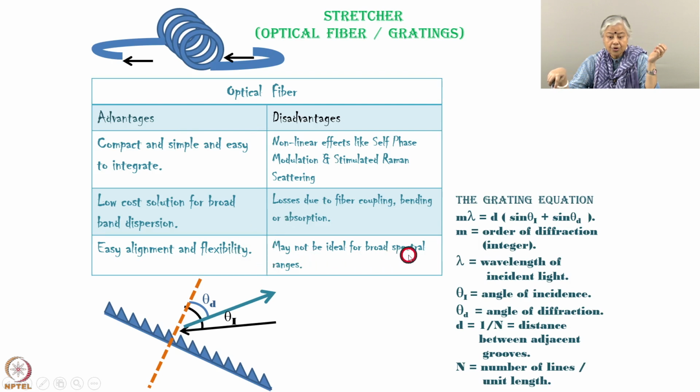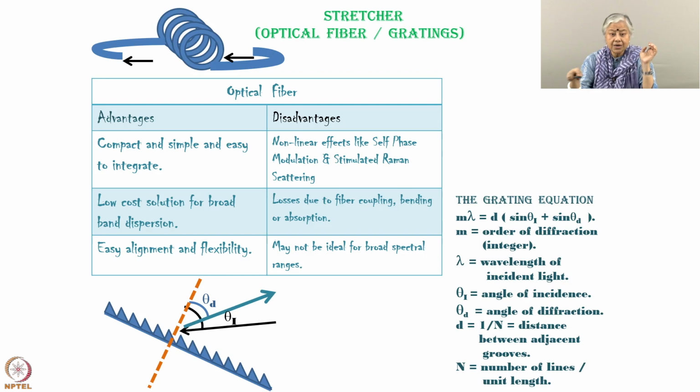May not be ideal for broad spectral ranges. Broad depends on the kind of fiber you are using, the material of the fiber. It may be clipping off some of the spectra. You may have a center wavelength, but the sides may be clipped off by the material of the fiber. And the moment you clip off spectrum, you won't be able to come back to the original short pulse. So, spectrum has to be conserved in whatever way.